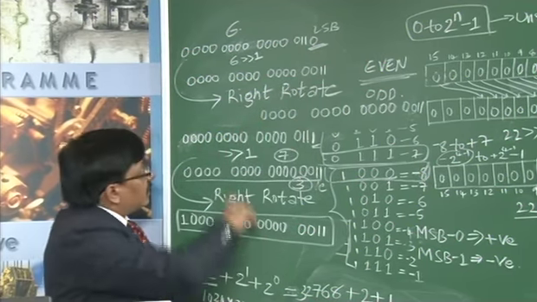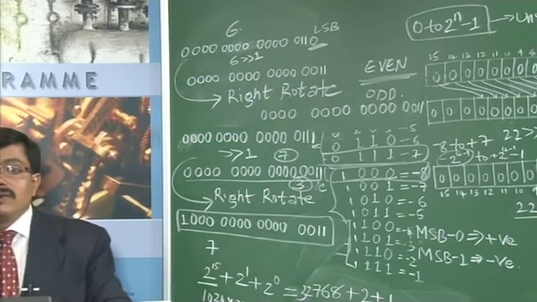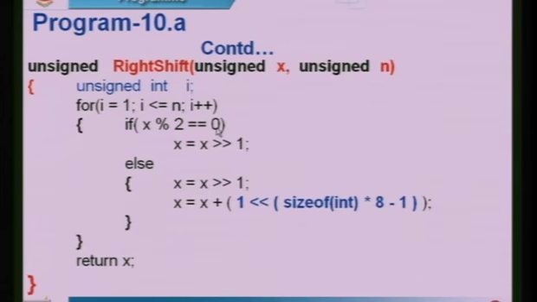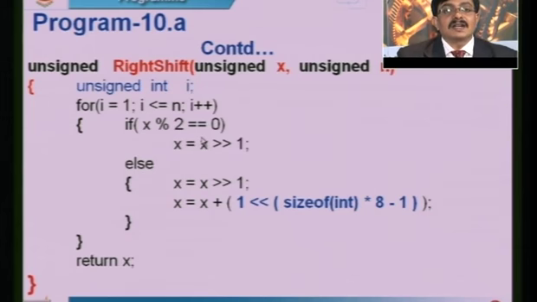So in the program, when the number is even, how do we check that? x modulo 2 is equal to 0, then what we do is x is equal to x right shift by 1 position, right? This is the same as right rotate. The result will be the same. Else means the number is odd, then the least significant bit will be 1. In that case, what is to be done?